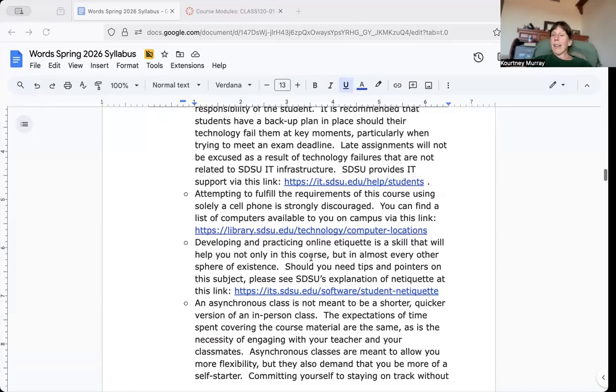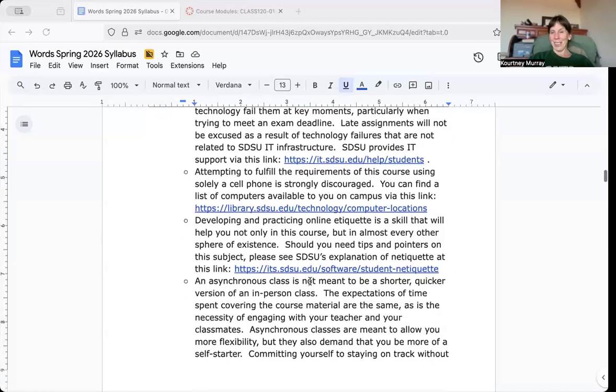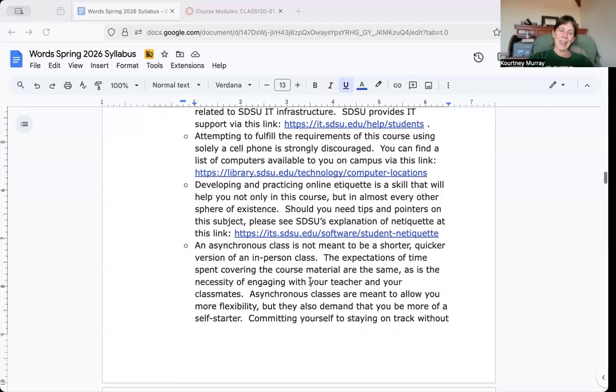And then the online etiquette thing, this isn't so important for this particular class, not because they don't want you to be nice to each other online, but because there is no discussion component of this course. But if there ever were, I really like what SDSU has to say about netiquette. Its first line is basically, remember that we are people. So I think that's a nice read just in general for life.